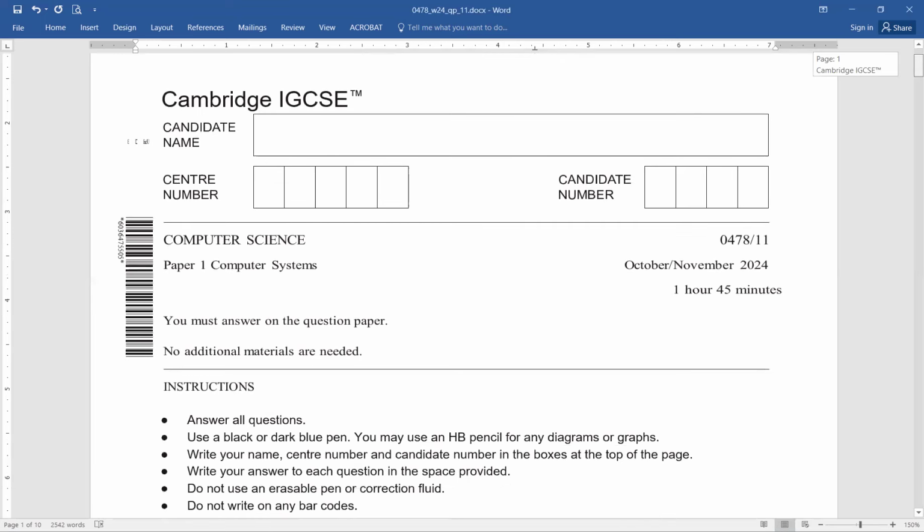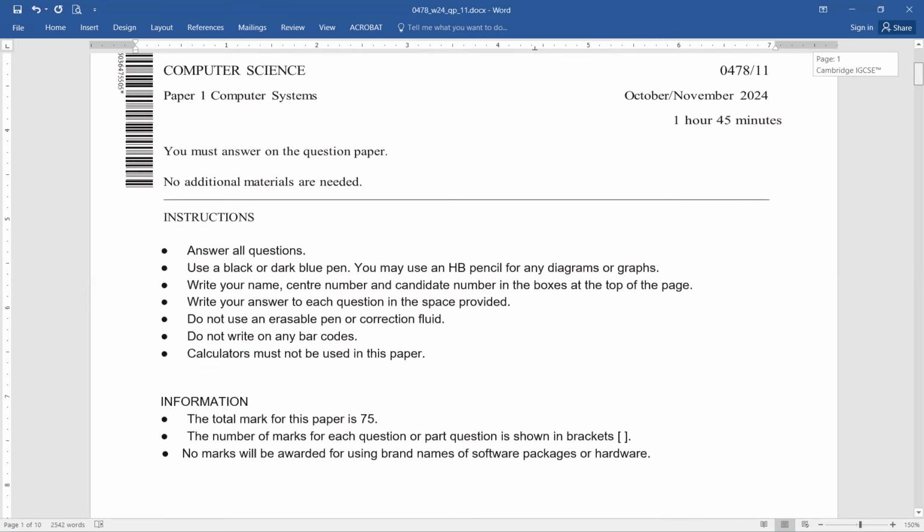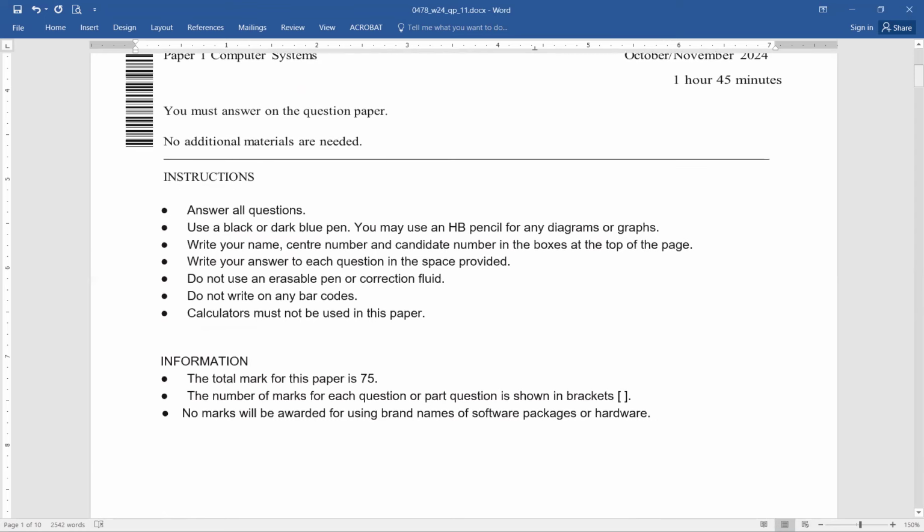Instructions as we do every time. You have to answer all the questions. Use a black or dark blue pen. You are allowed to use an HB pencil for any diagrams or graphs. Write your name, center number, and candidate number in the given boxes. Write your answer to each question in the given space. Do not use an erasable pen or correction fluid. Do not write on any barcodes.